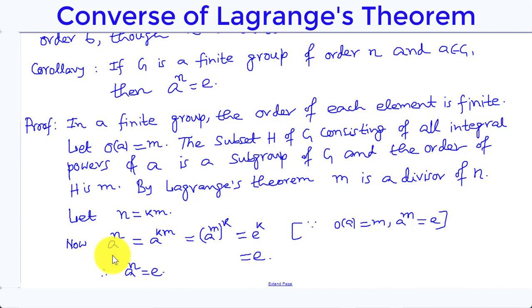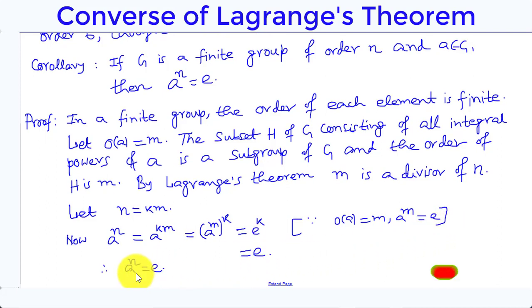Now, a to the power n is equal to a to the power km, which is a to the power m whole raised to the power k, which is equal to e to the power k. As the order of a is m, so a to the power m is equal to the identity element of the group, and this gives e to the power k is equal to e. Therefore, a to the power n is equal to e. So, if G is a finite group of order n and a belongs to G, then a to the power n is equal to e.